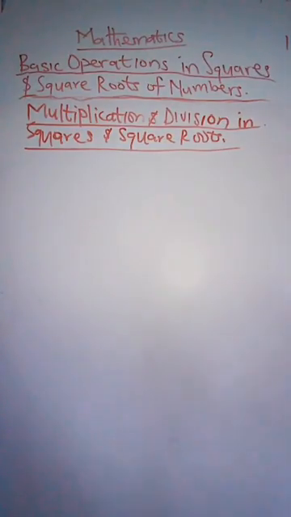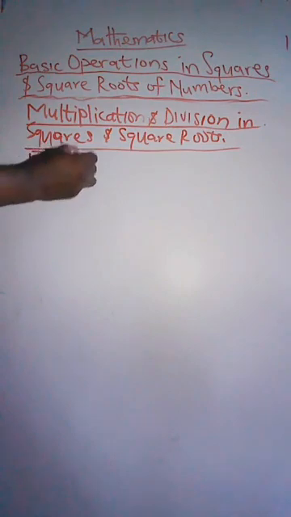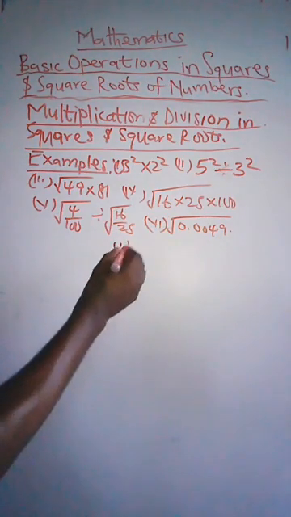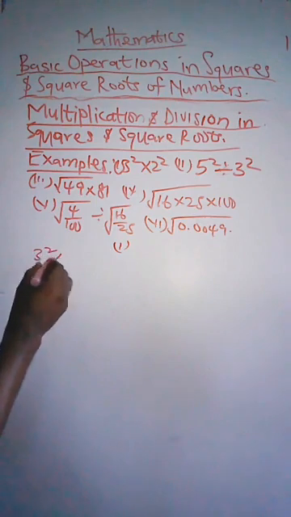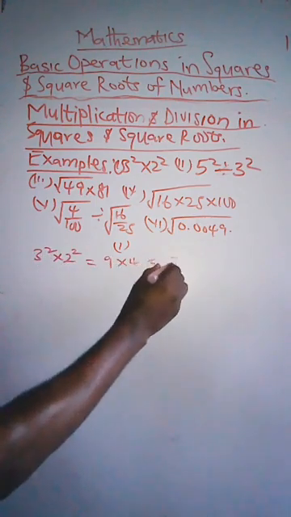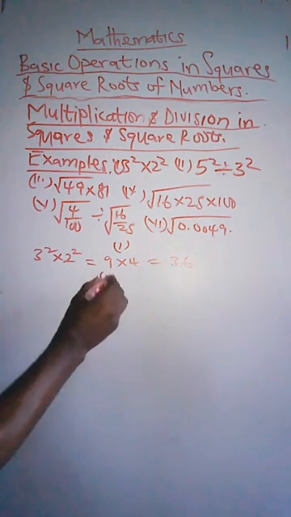Now let us look at multiplication and division in squares and square root. Let's look at examples to guide us. Let's look at these questions to understand multiplication and division in squares and square root. 1. 3 square times 2 square. 3 square is 9. 2 square is 4. This is 36. Second question.